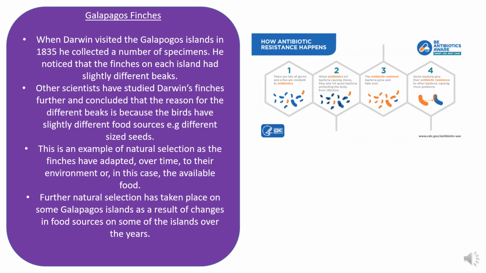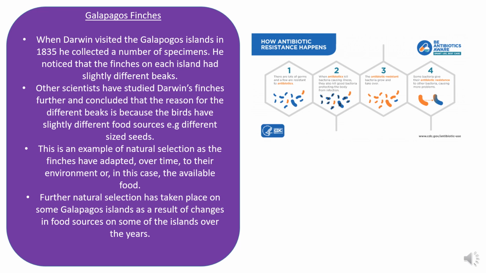Okay, examples of natural selection. We've got Galapagos finches, which you may have looked at before. When Charles Darwin visited the Galapagos Islands, he collected specimens of finches from different islands and he studied them. Other scientists have studied them as well, and they found that they all had slightly different beaks. The reason is that on each island the food sources are slightly different, so there are different seeds that different finches eat on different islands.